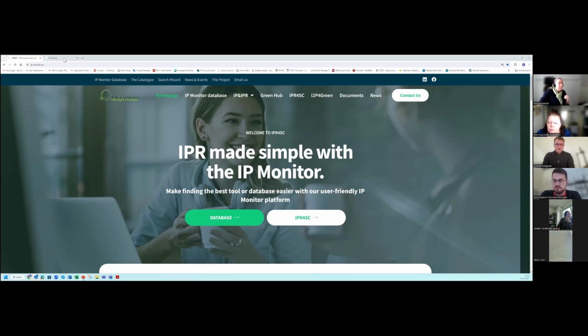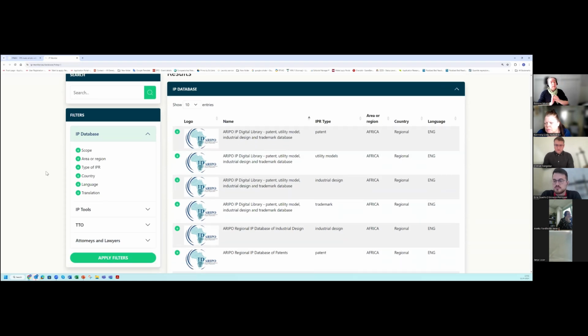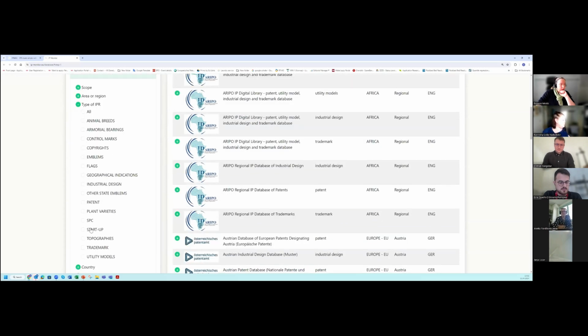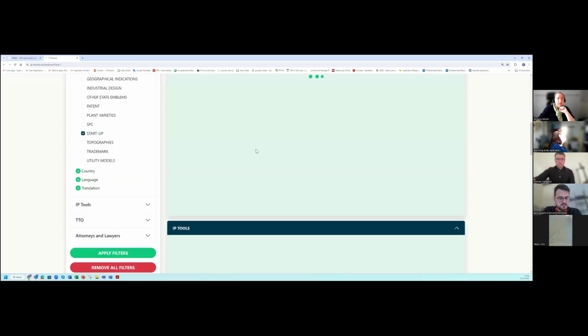So this is the database here, and you can see what we've collected, or this tool here. We have IP databases, we have IP tools, we have TTOs, we have attorneys and lawyers. And I just want to show you a little something of what you can get, right? I'll just start with the latest addition to it, which is the startups. If you look at types of IPR, let's apply the filter.